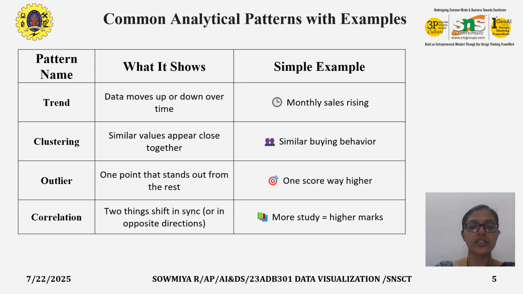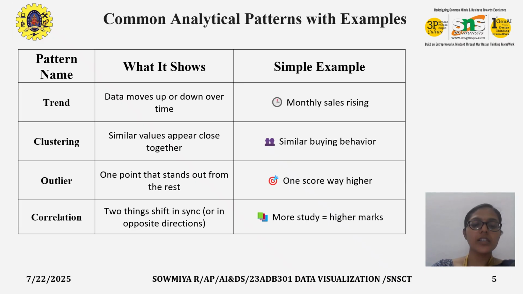Then second one is cluster. A cluster is a group of similar data points. For example, in shopping data, you might find one cluster of customers who buy frequently and another who buy rarely. Clusters are often seen using scatter plots. Then outliers. An outlier is a value that doesn't match the rest. Let's say most students score between 60 and 80, but one scores 20. That's an outlier. We can spot the outliers using box plots or scatter plots.